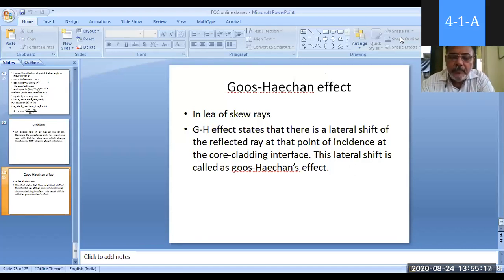Last but one, the fourth one. Given N1 is equal to 1.5, N2 is equal to 1.45. Find theta C, theta A, the acceptance angle, and the numerical aperture.